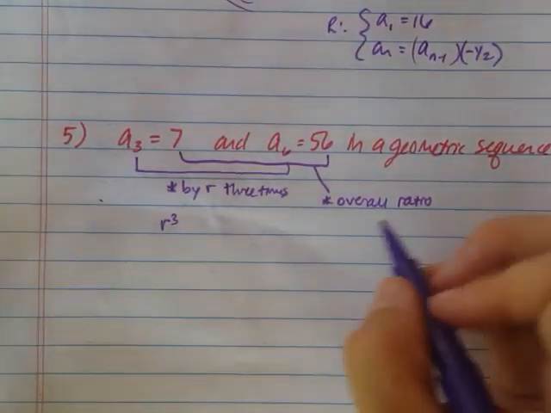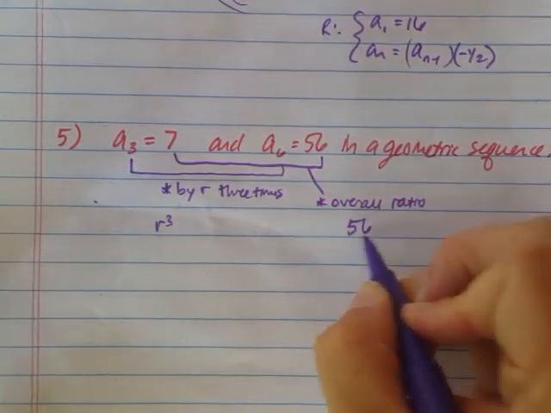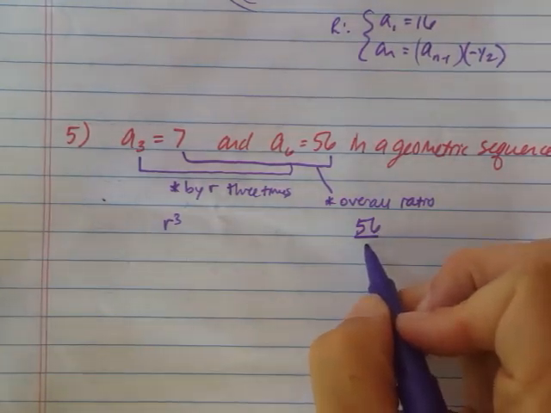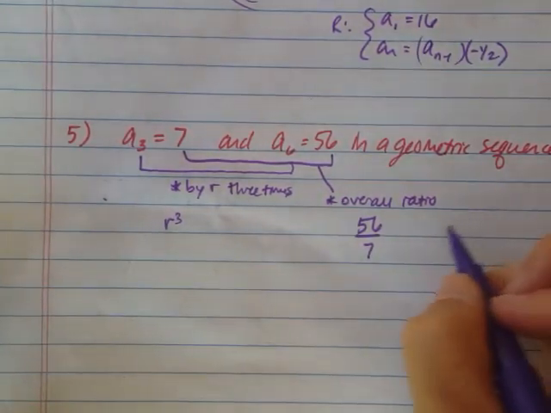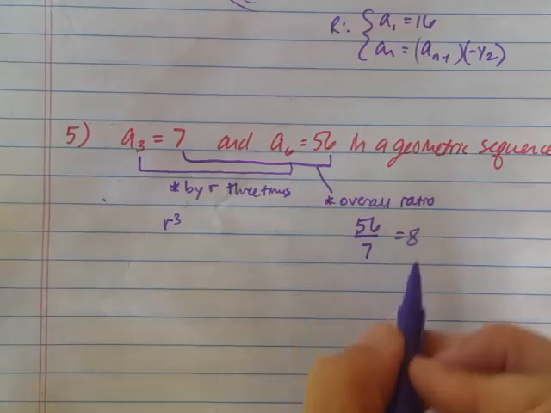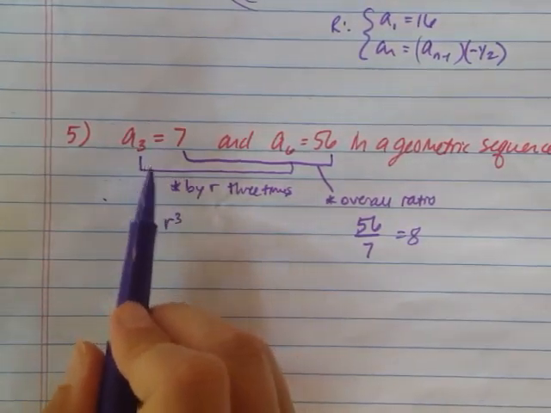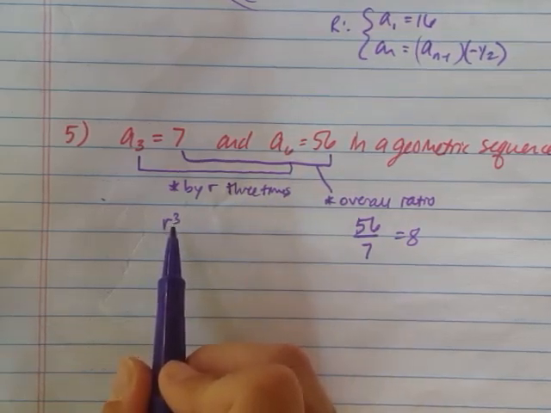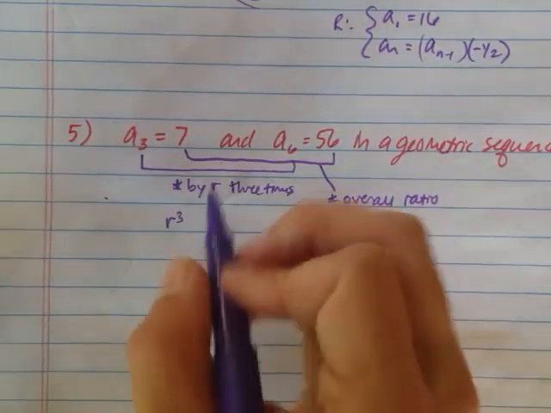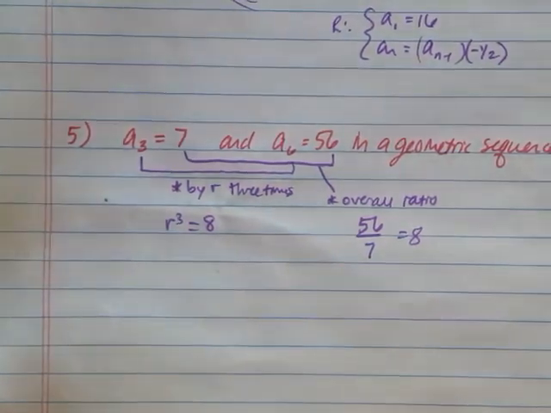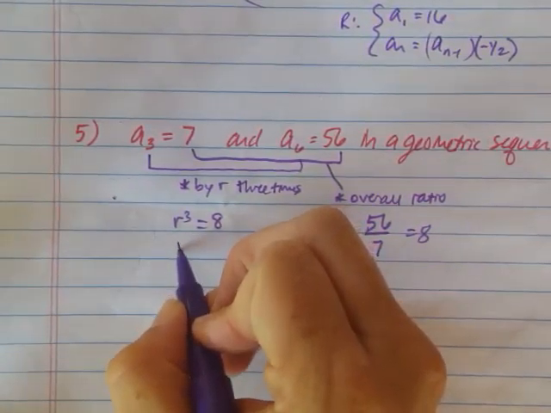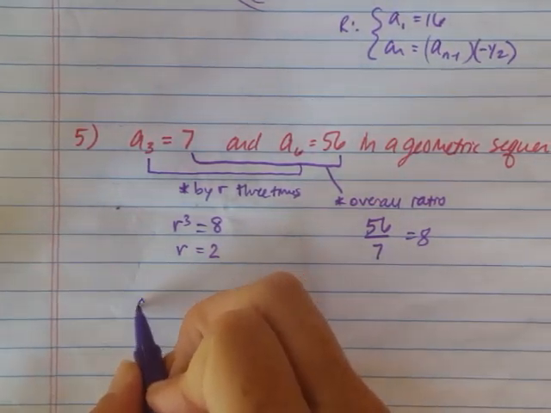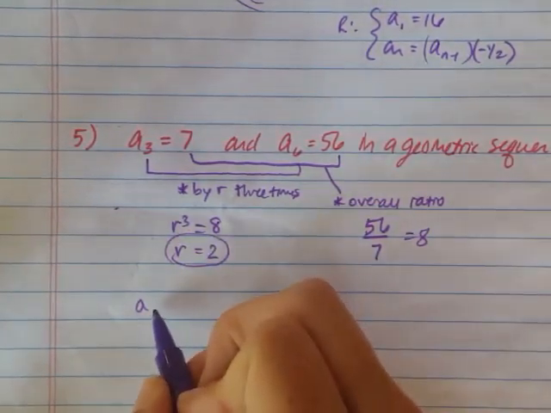So if I actually divide 56 by 7, then I get 8. And so an overall ratio of 8 is basically what's happening as I move from the third term to the sixth term. I need to multiply by r 3 times to get a ratio of 8. So r cubed should be equivalent to 8. If I cube root both sides, then I get r of 2. So I still don't have the first term on this one, but I at least have the common ratio.